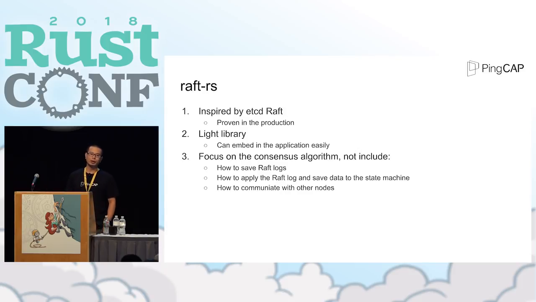The Raft library is a tiny library, and it's very light. You can embed it into an application easily to provide it a consensus layer. And the Raft library is only focused on the consensus algorithm. So you need to consider by yourself how to save the Raft log, how to apply the Raft log and save it into the state machine, and how to communicate with other Raft nodes.